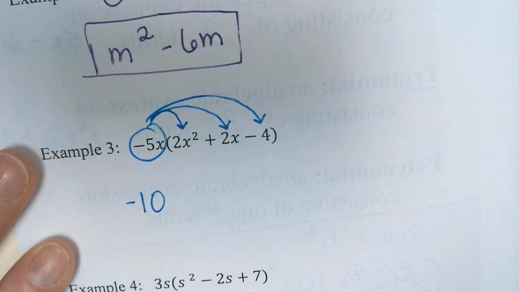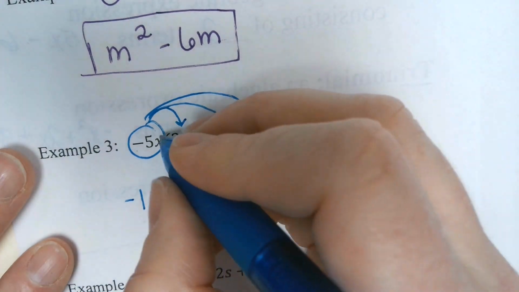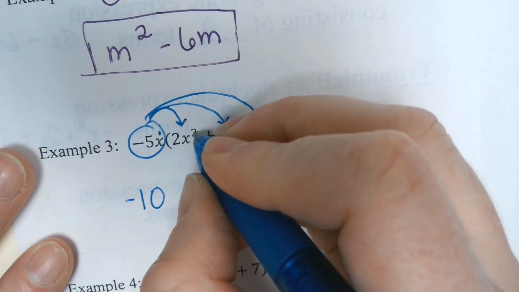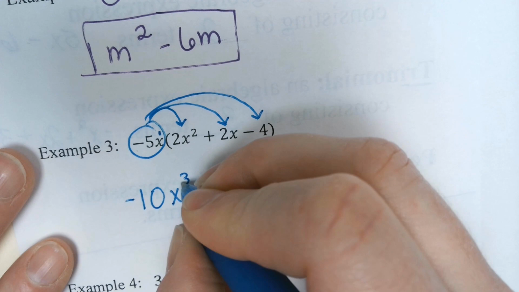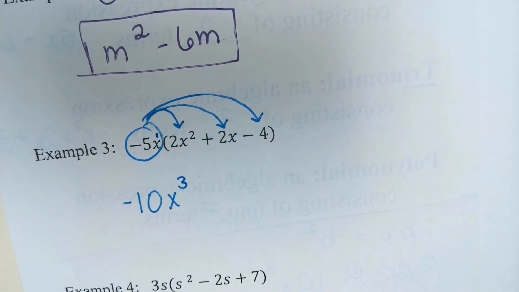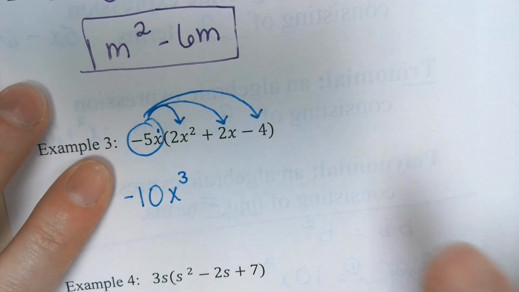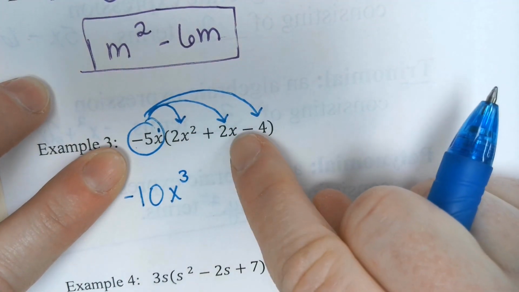And then x times x squared. So that's x to the first power and x to the second, which makes that x to the third power. Remember, we're adding exponents when we multiply. All right, so we did the first term. Now we need to do the second term.